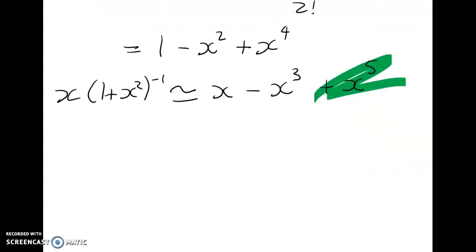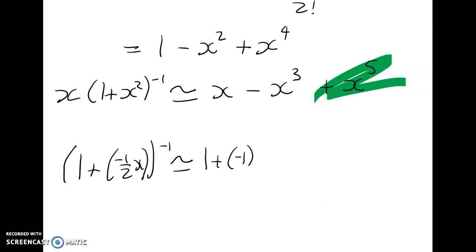Now we have to do the same thing for the other binomial expansion. So we've got (1 plus -1/2 x) to the -1. And that's roughly equal to 1 plus -1 times this thing here, -1/2 x, plus -1 times -2. I'm just going to stop talking.